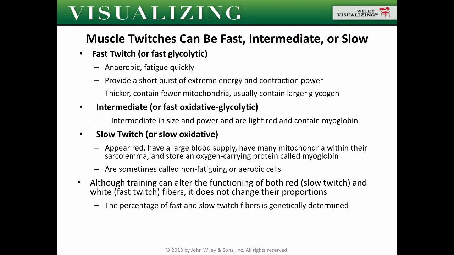And then we have the slow twitch. These muscles appear red. So basically, this is the red meat and white meat analogy. They appear red because they have a large blood supply, have many mitochondria within their sarcolemma, and store an oxygen-carrying protein called myoglobin.